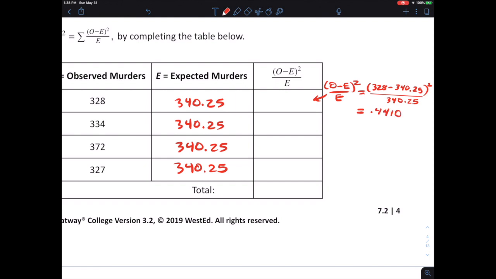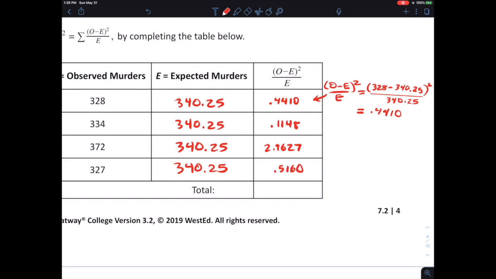Now I'd encourage you to try and do the rest of these, and then when they're done, add them up to get the total of all of those values. Just pause the recording now. Okay, so I'm going to continue by putting the rest of these values in. The next one's 0.1148. The next one is 2.9627. The next one is 0.5160.